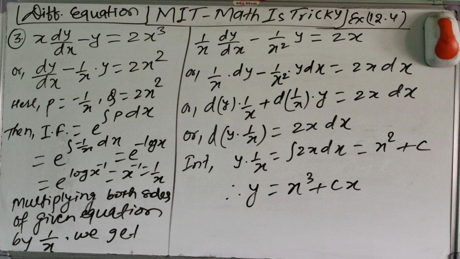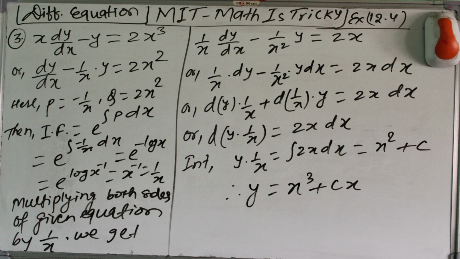Now multiplying both sides by the integrating factor, we will get here, please be careful while multiplying by the integrating factor. The equation which is in linear form will be multiplied by the integrating factor. Okay, so we'll get here 1 by x into dy by dx minus 1 by x square y equals 2x. Now if we take LCM, we'll get here 1 by x dy minus 1 by x squared y dx equals 2x dx.